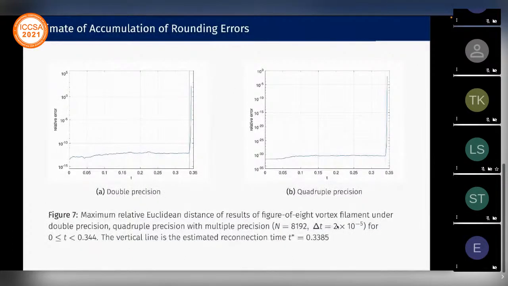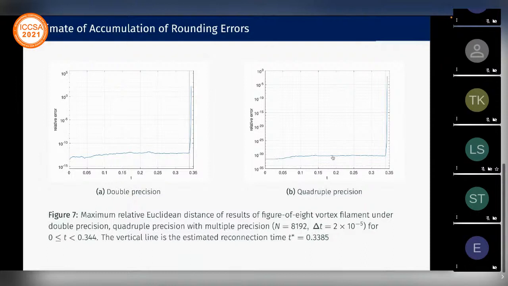Next one is about the estimate of the accumulation of the rounding errors. The left-hand side is the double precision result of the maximum relative error, and the right-hand side is the maximum relative error at each time moment under the quadruple precision. So we can see that before the reconnection happens, the relative error is very small. It's at the rounding error level.